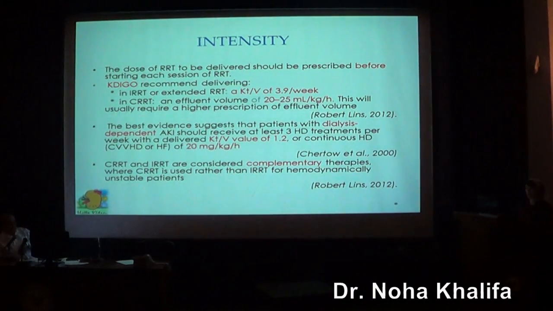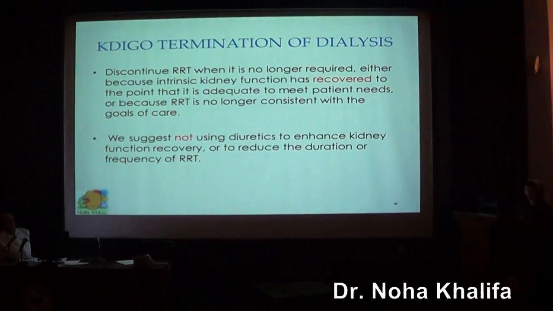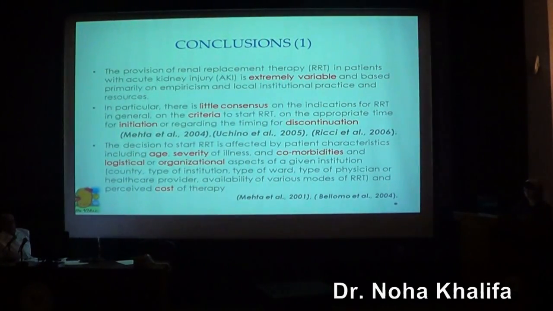They said that intermittent is 3.9 per week and continuous 0.25. For those who are dialysis dependent, we're talking about achieving a Kt/V value of 1.2 or continuous 20 milliliters per kg an hour. And again, both methods are complementary, they're not antagonizing. When you discontinue, the KDIGO said that if you find a recovery of the condition, and they advised against the use of diuretics in AKI.